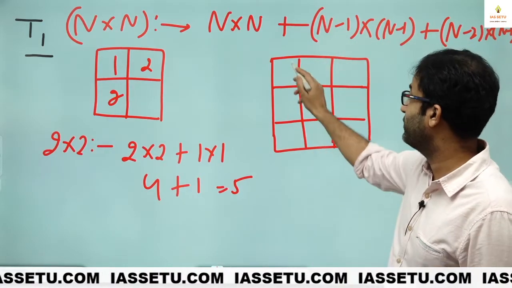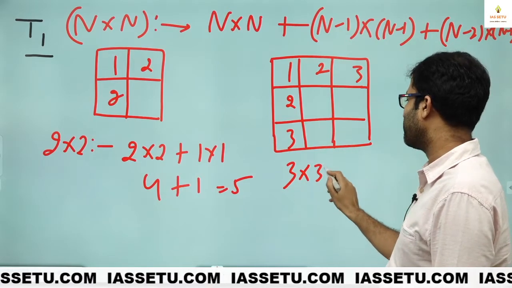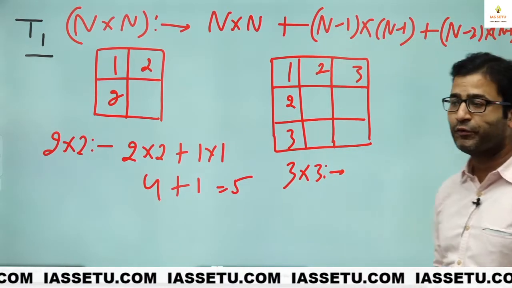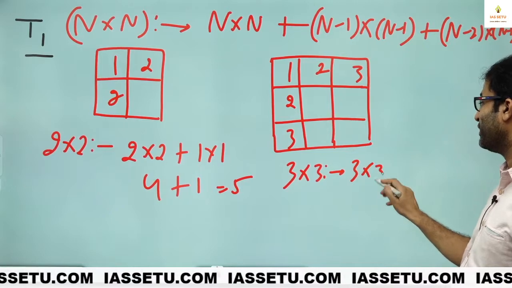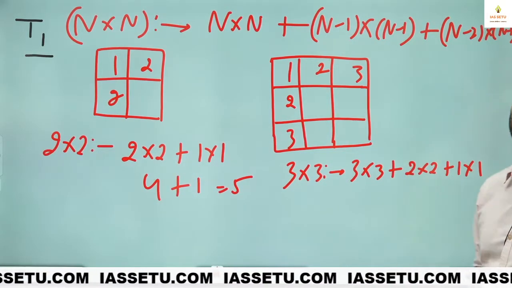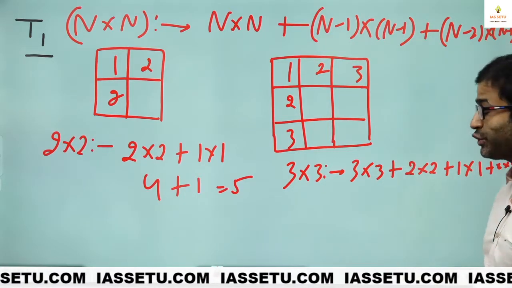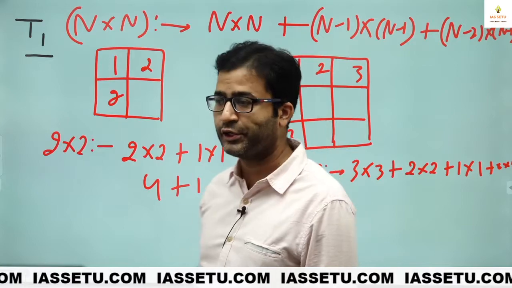Now we will see here 1, 2, 3, 1, 2, 3. So this given figure is 3 by 3. So what we will do, we start with 3 into 3 plus 2 into 2 plus 1 into 1 plus 0 into 0. Okay. So we get 0 into 0, we stop. So we have to start with 3 into 3.